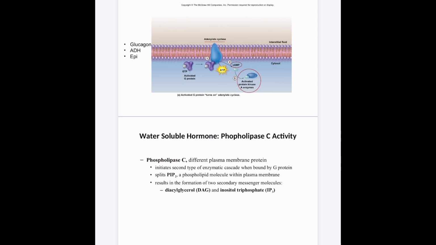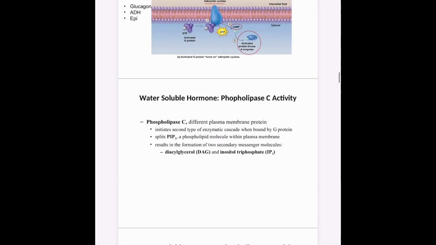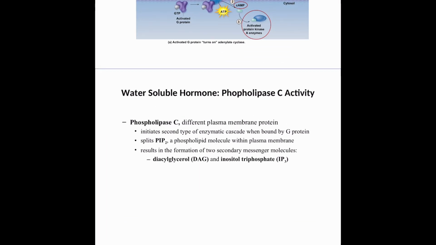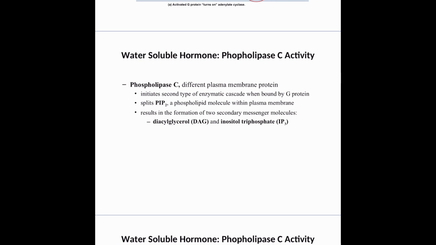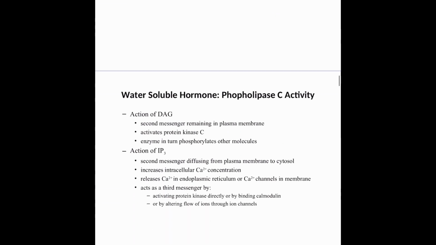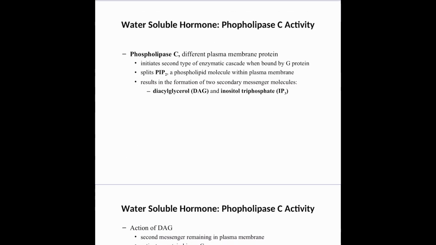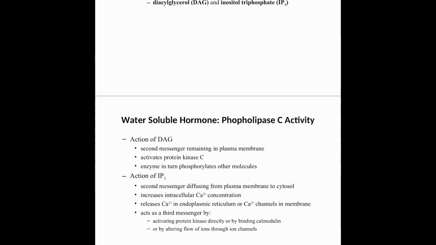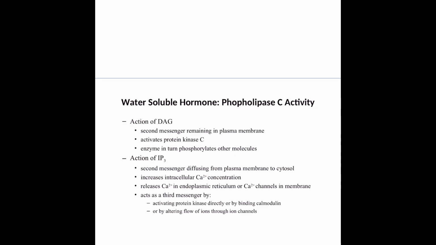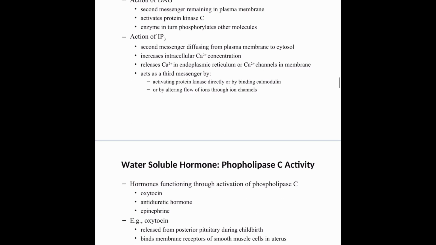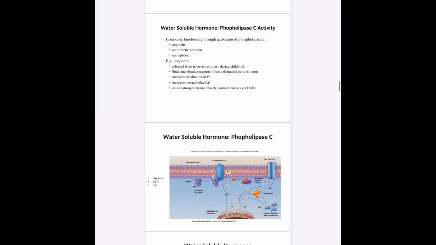And then further along, phospholipase C activity. All right, let's see. It initiates a second type of enzymatic cascade when bound to G protein, and splits PIP2, a phospholipid molecule within the plasma membrane, which results in the formation of two secondary messenger molecules. I wouldn't say focus too much on this. Let me just keep the action of DAG. So I would say that this might not be very much in your exam.